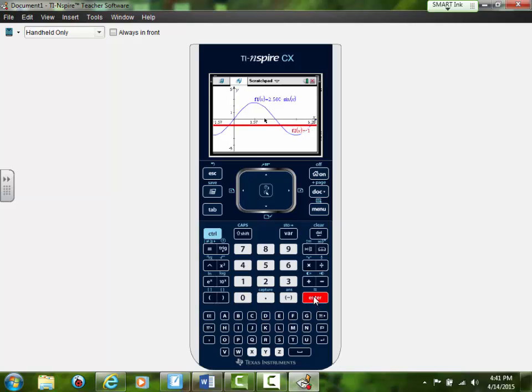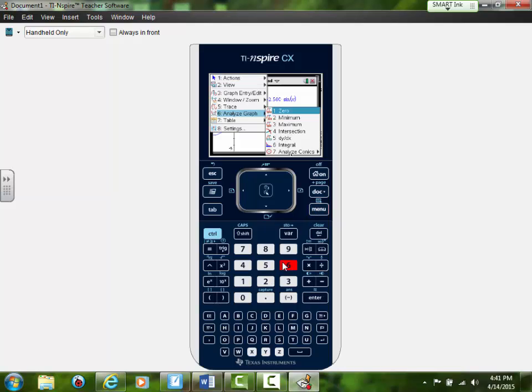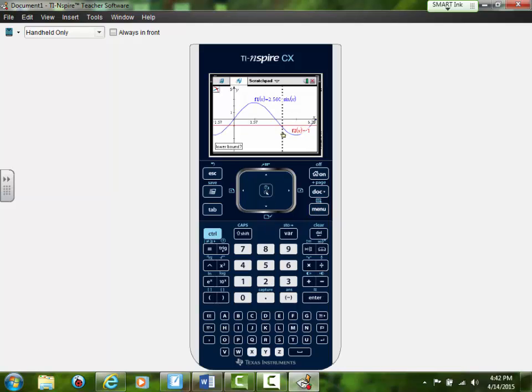You notice this is very much like the graph we just created on our paper. So that's excellent. Now what we wanted to know is, where do these intersect? So menu, 6 to analyze, 4 for intersection. We're going to get our dotted lines to the left of the intersection point and then to the right. And if you can't read it, remember you can grab it and move it. So you can see that 3.553 is our x value. So one of our solutions to 2.5 sine x equaling -1 is 3.553.